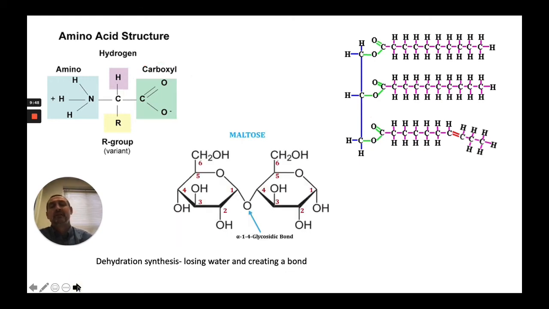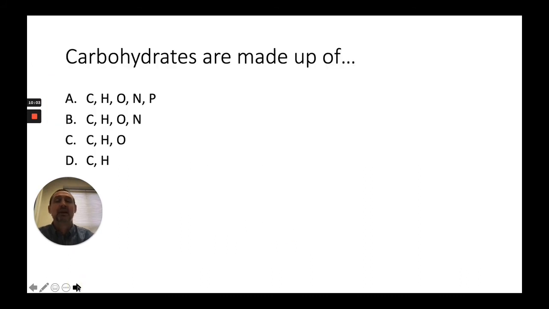You'll notice that when these monomers join together to form polymers, they go through a process of dehydration synthesis. That is, at the place of bonding, water is lost to create the bond. Hydrolysis is the opposite, adding water and splitting the molecule.